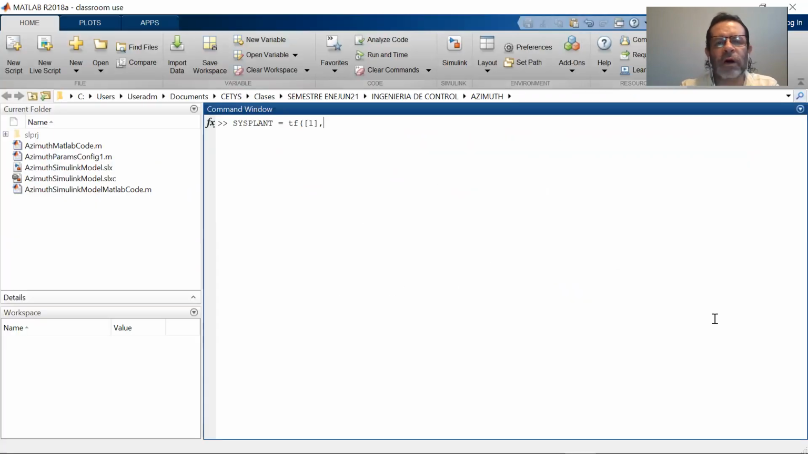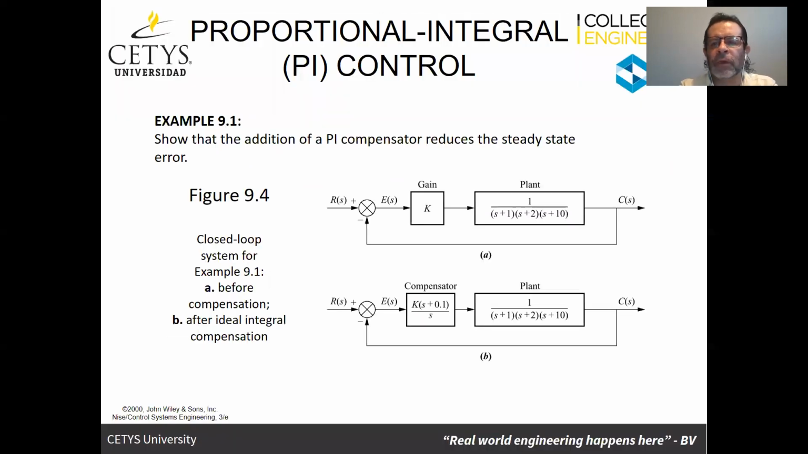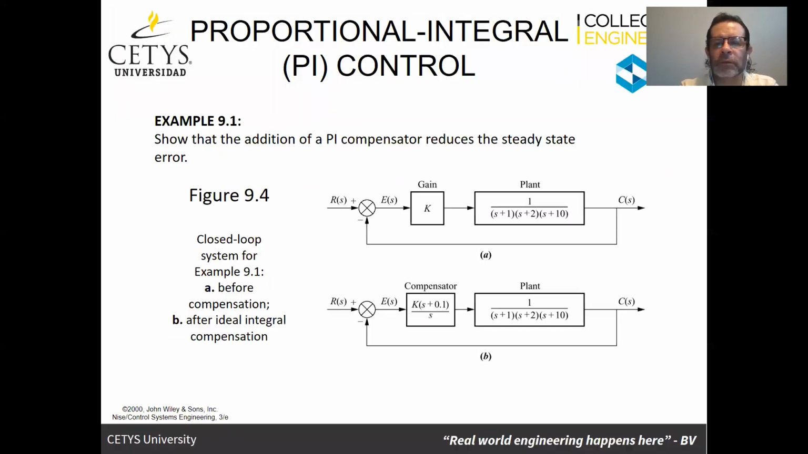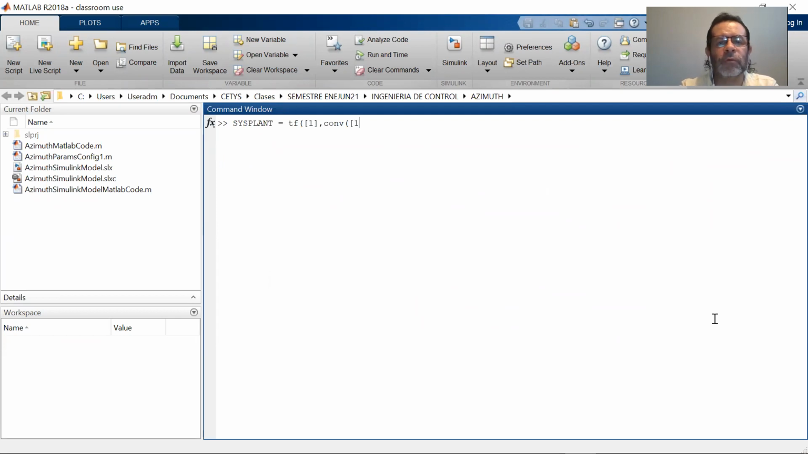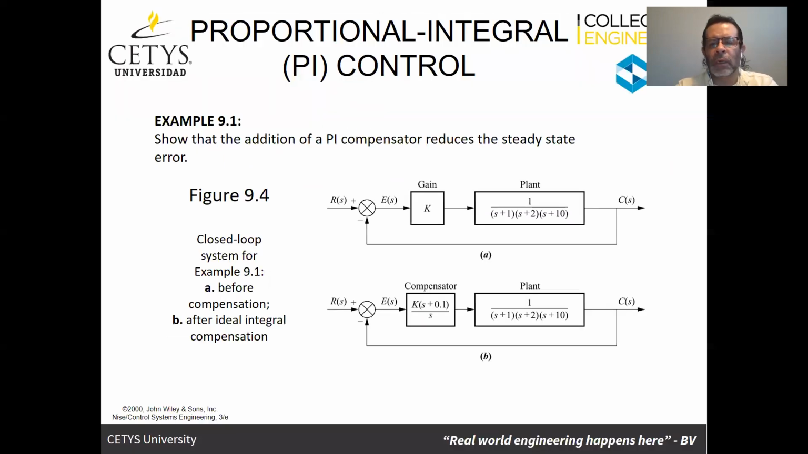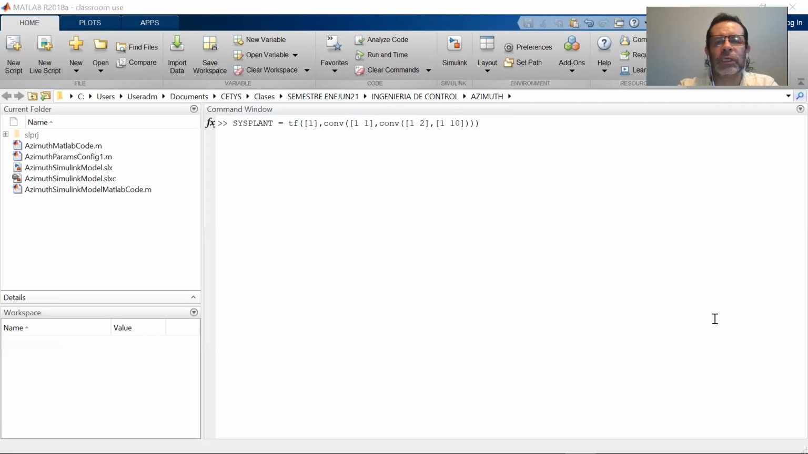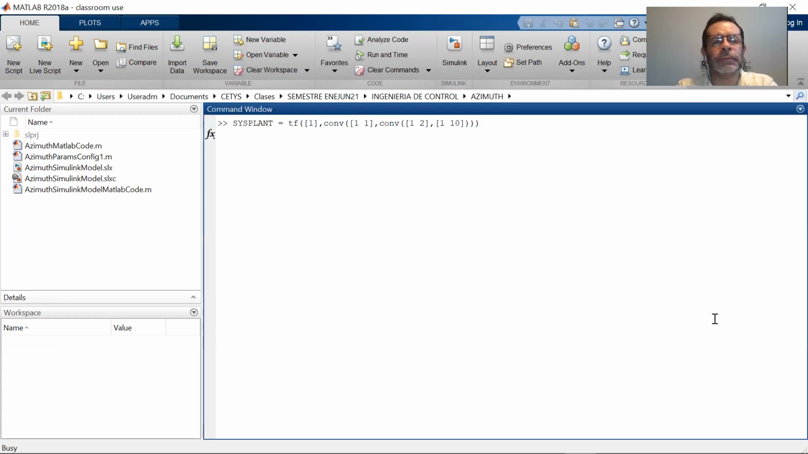And the denominator, we have a 1, then the convolution of 1 1 times the convolution of 1 2 with 1 10. Check all of the parentheses there.